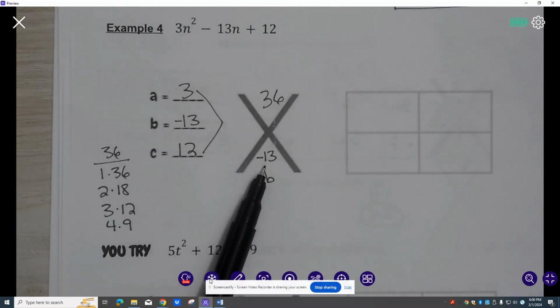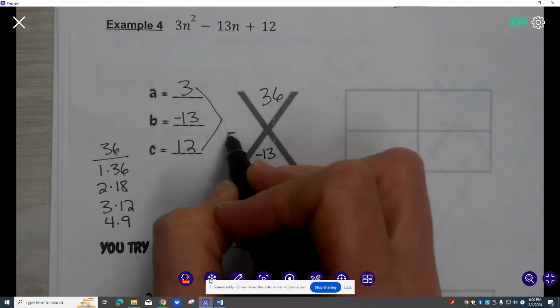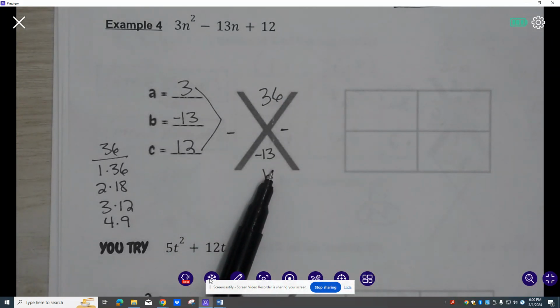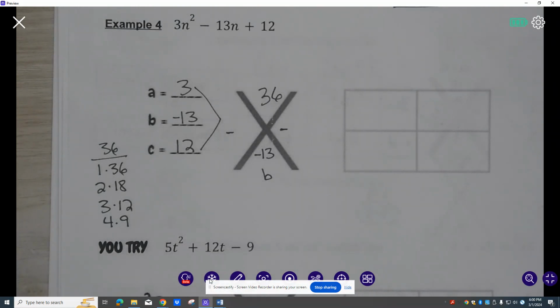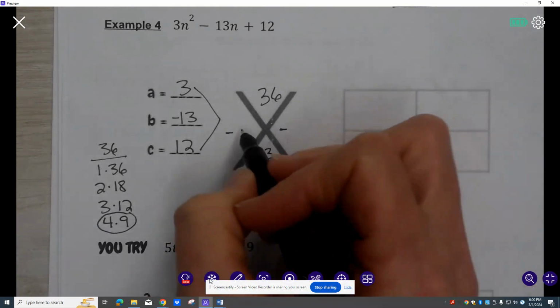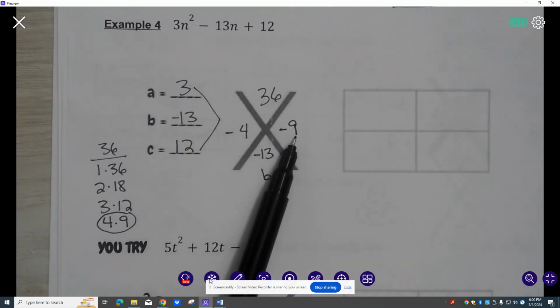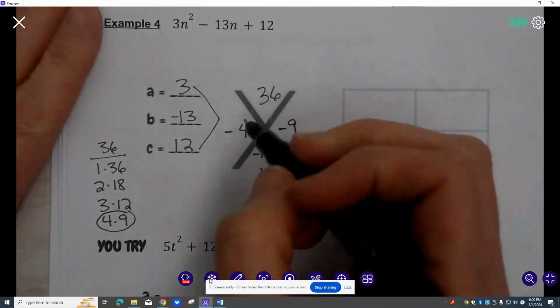The way I'm going to get a negative when I add and a positive when I multiply is both of these factors will be negative here. A negative plus a negative will get me a bigger negative. When I multiply two negatives, I'll get a positive. So I'm still looking for two factors that add to 13. And I notice right here, 9 plus 4 is 13. So I'm going to put my 9 and my 4 there. Negative 4 times negative 9 is positive 36. Negative 4 plus negative 9 is negative 13.